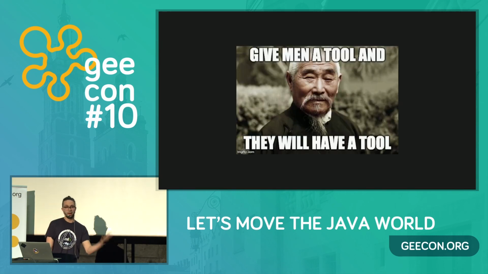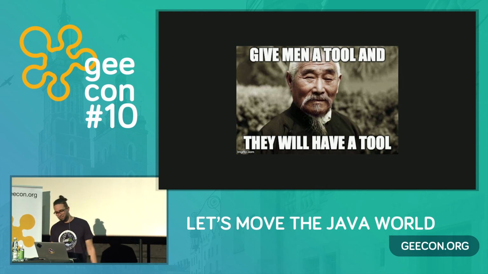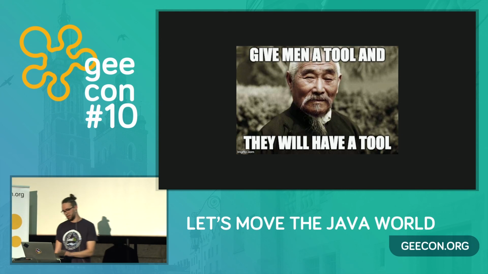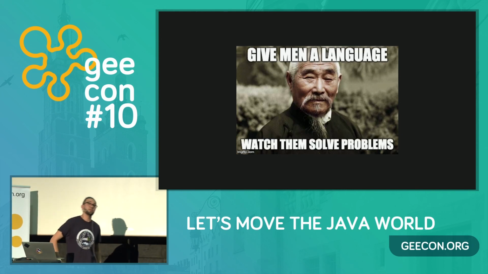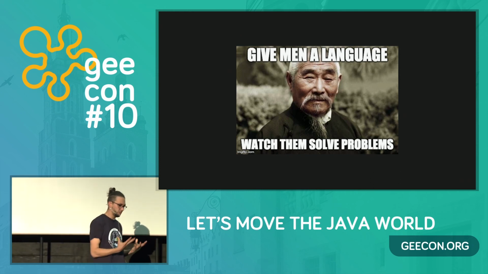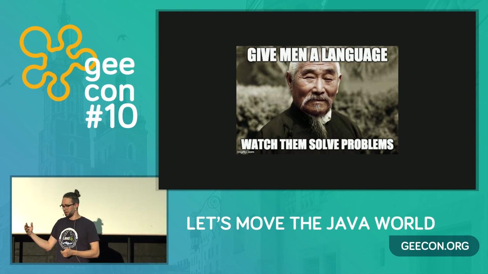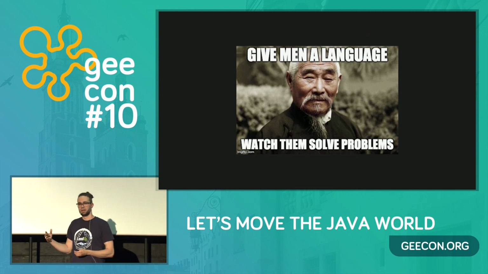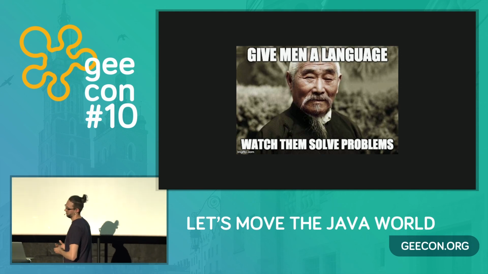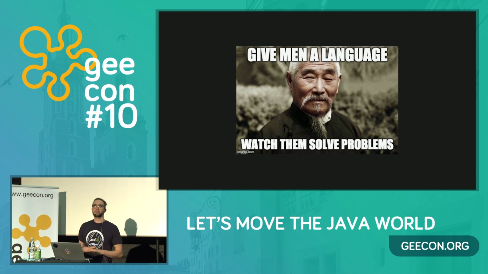You know the metaphor with the fish. Give a man a tool, and they will have a tool, and maybe they will be able to solve one problem. But if you give them a language, if you think more about domain-specific languages, if you explore the business domain that you are dealing with, and codify it, and allow your clients to actually use this language, then you will watch them solve their problems for themselves. And that's probably the most rewarding thing for a software engineer.